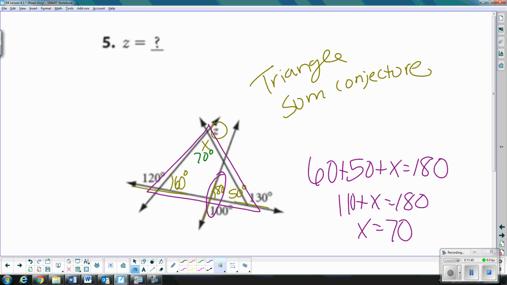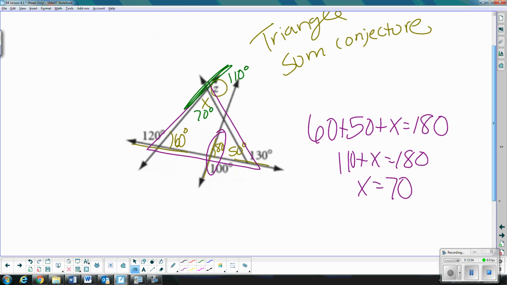Now, you could do this a variety of different ways, but using the triangle sum conjecture, we're going to look at this big triangle. So if we know angle x is 70 degrees, this forms a linear pair. So this is going to be 110 degrees. So that's how you would use the triangle sum conjecture for this one.